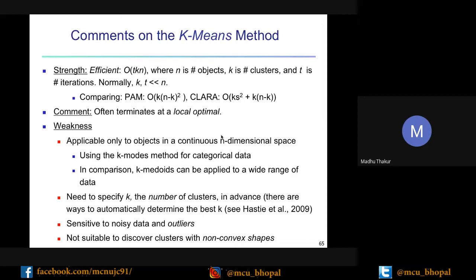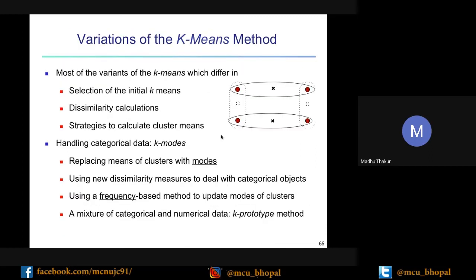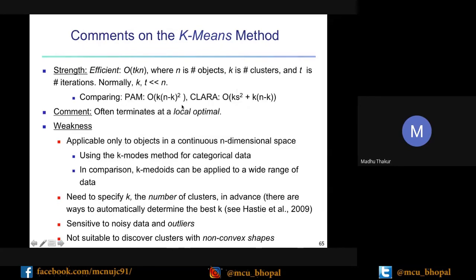So what is the weakness of this k-means method? The weakness is that it is applicable only to objects in a continuous n-dimensional space. Here for the distance function, you can use any distance function.